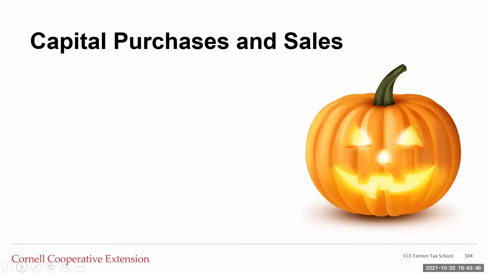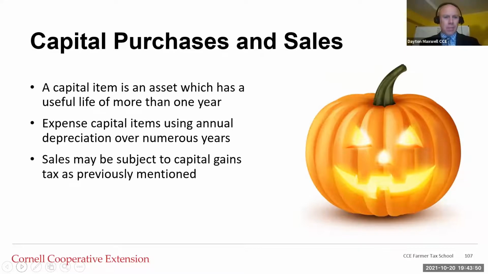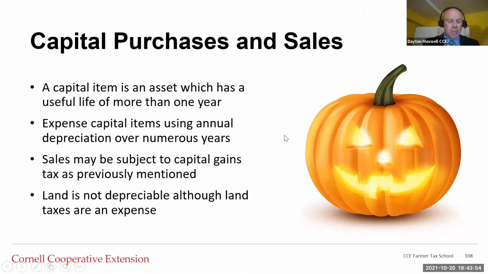Okay, all right. So just going to talk about capital purchases and sales. At this point, I think everybody knows a capital item is a tangible item with more than 1 year useful life that you use in your business. So tractors, buildings, livestock. Capital items are expensed through depreciation. So that's how that happens.